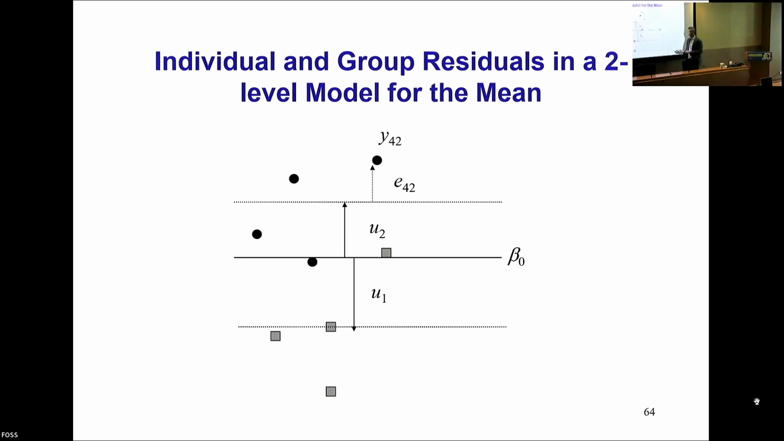So that's what the multi-level model does. Basically, it decomposes the overall residual into the group level residual plus the individual level residual around the group mean. So that's all the multi-level model is. It's saying, okay, we're estimating this group level residual and the individual level residual around the group mean.